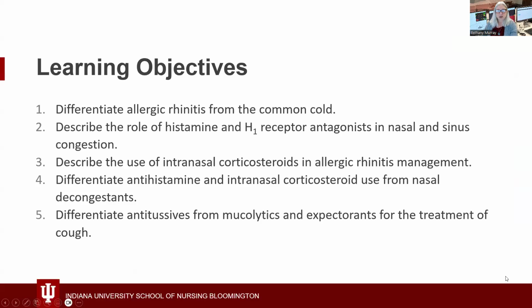So the learning objectives for chapter 39 are to differentiate allergic rhinitis from the common cold, to describe the role of histamine and histamine type 1 receptor antagonists in treating nasal and sinus congestion, to describe the use of intranasal corticosteroids in allergic rhinitis management, to differentiate antihistamine and intranasal corticosteroid use from nasal decongestants, and lastly, to differentiate antitussives from mucolytics and expectorants for the treatment of cough in the common cold or upper respiratory infection.